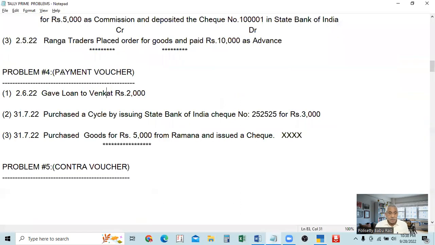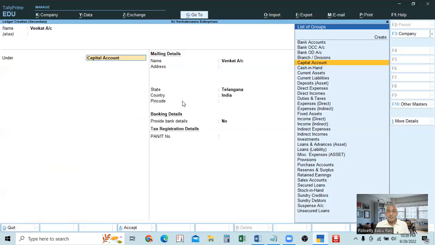We gave loan to Venkat. So that means loan is an asset. Giving loans or giving advances to our staff or some related persons is taken as loans and advances on the asset side. Loans and advances asset. Loans means giving loans to employees or anybody to buy something. Or sometimes for festivals or for other purposes, we will give some advance. So this is called loans and advances asset. That is to be selected because we are giving loan.